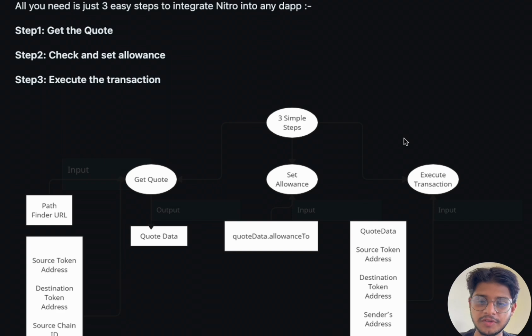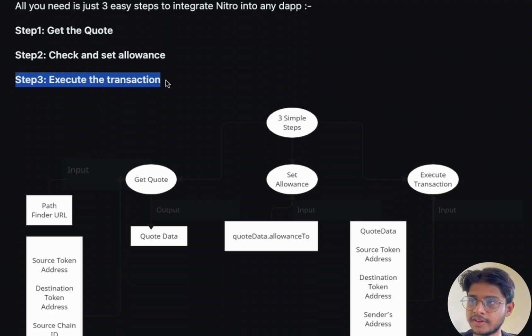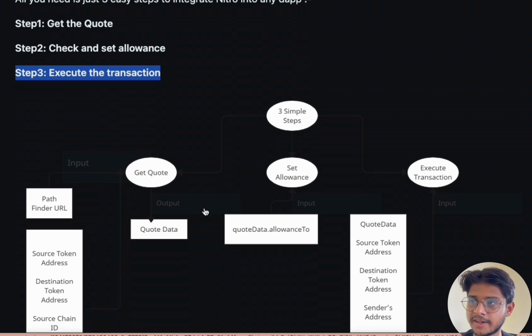In this very course, we'll be learning how to use PathFinder API in order to build some amazing dApps on Nitro. So let's get started. All you need is just 3 easy steps to integrate Nitro into any dApp. Step 1 is getting the code. Step 2 is checking and setting allowance. And step 3 is executing the transaction. Let's understand that with the help of this flowchart diagram.